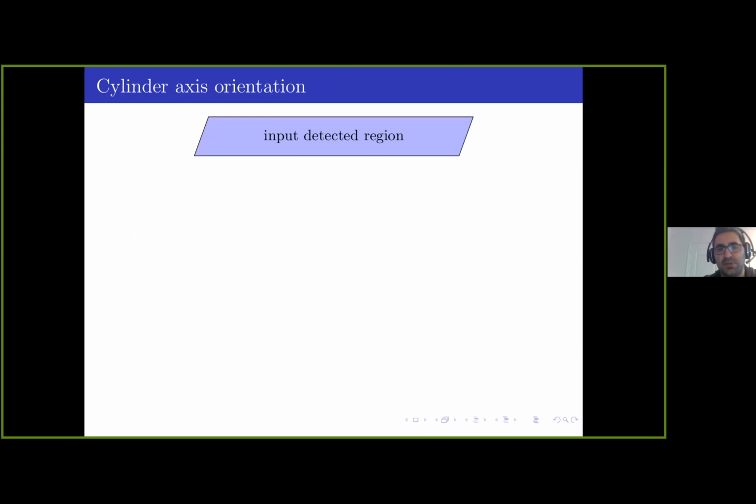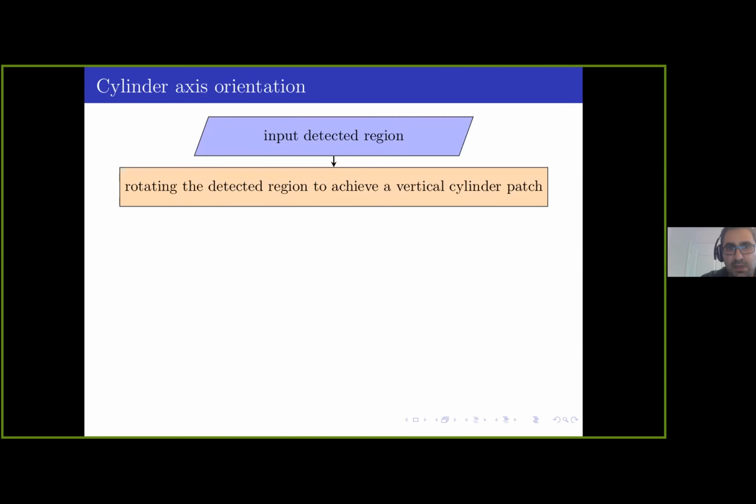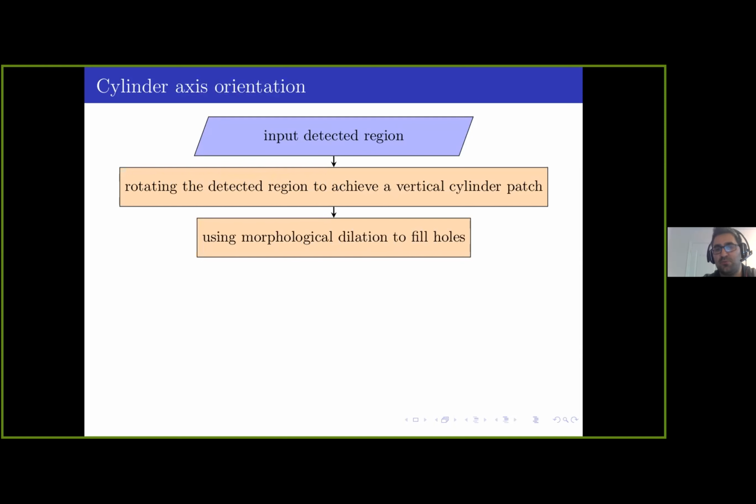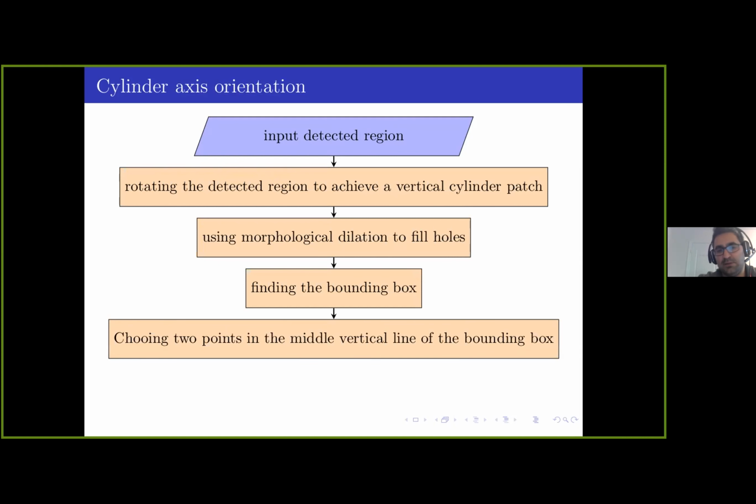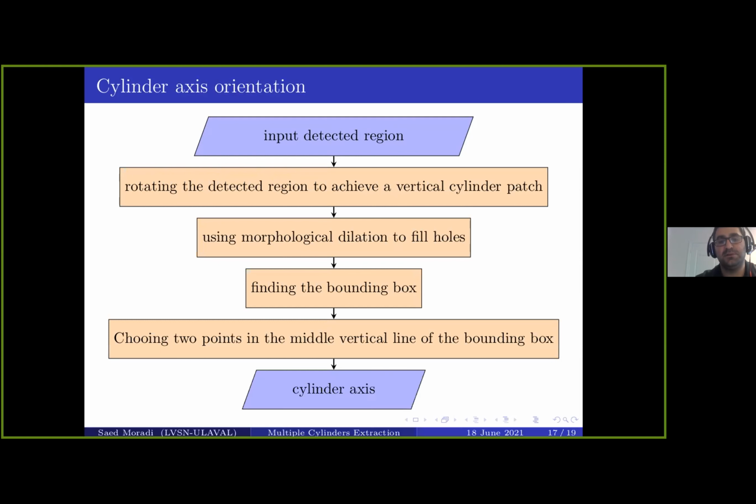Okay, this is our cylinder axis orientation, our proposed method for identifying the cylinder axis orientation. From the last step, we detected the different patches which belong to the cylindrical regions. We took them as the input for this algorithm. We rotate the region to achieve a vertical cylinder patch, use a morphological dilation to fill holes and have a somehow perfect square patch. By finding the bounding box and choosing 2 points in the middle of the vertical line, we can find the orientation axis of the cylinder.